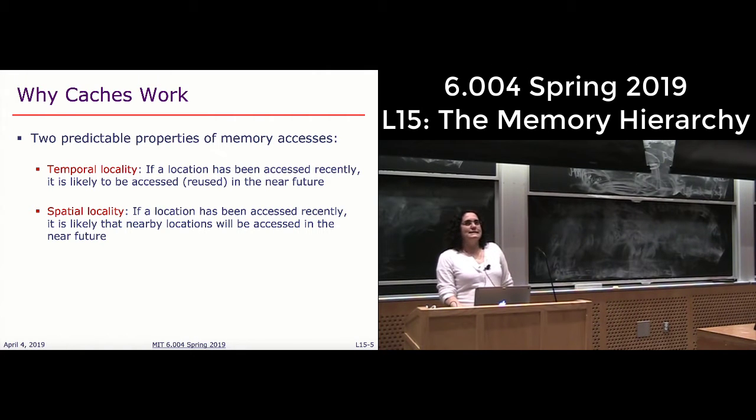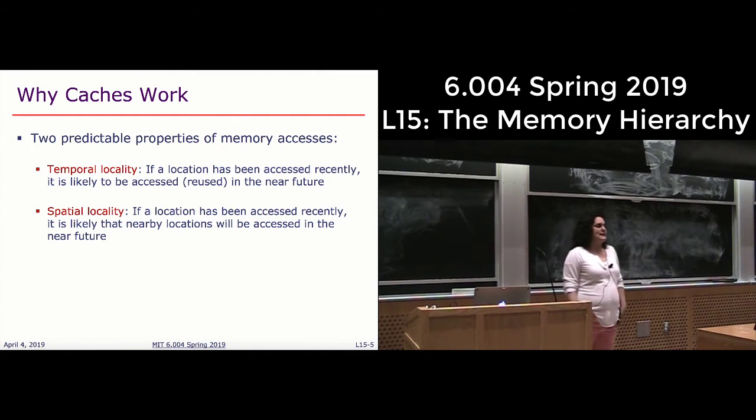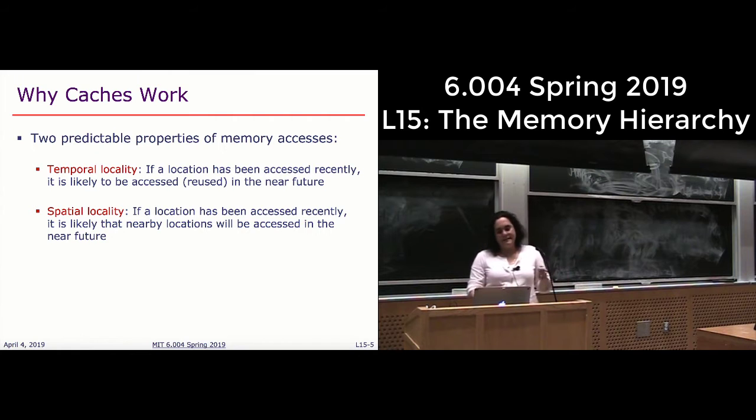And the reason that this is the case is because of two properties of memory accesses. The first is what we call temporal locality. Temporal locality says that if I'm accessing a particular piece of data right now, then it's very likely that I'm going to access it again in the near future, okay? Think about that for a minute, and in a second we'll see some examples of this.